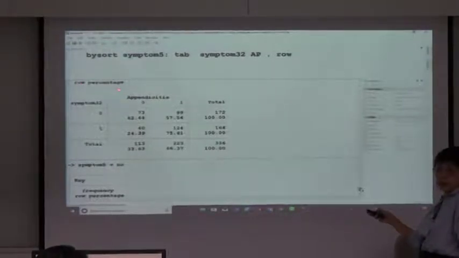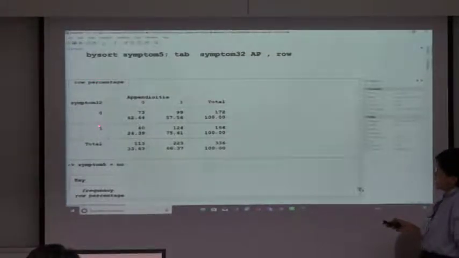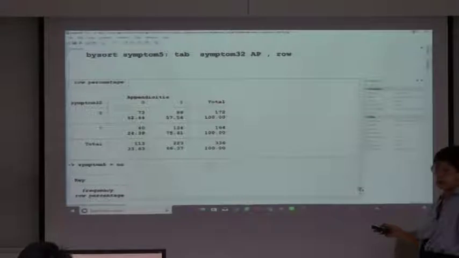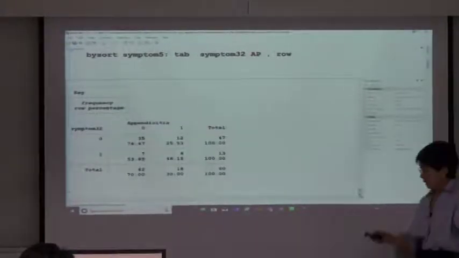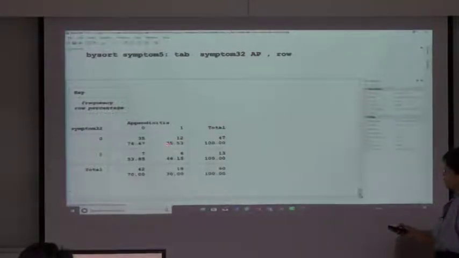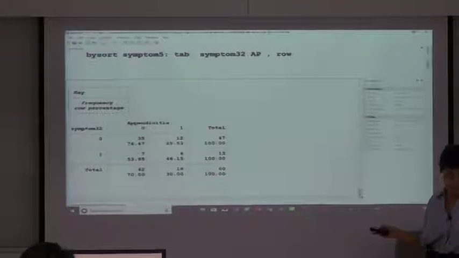The association is 75% compared to 57%: a higher rate of appendicitis in migration of pain compared to non-migration. And this is the same trend in the other group: 25% of those with non-migration of pain have appendicitis compared to 46% of migration of pain in non-progression. The same trend.